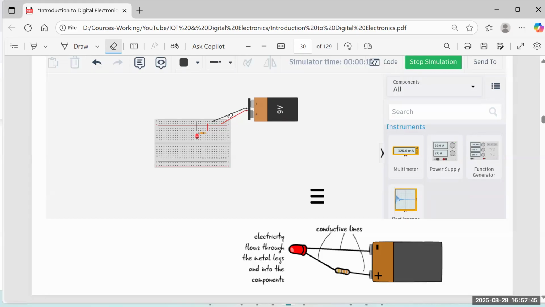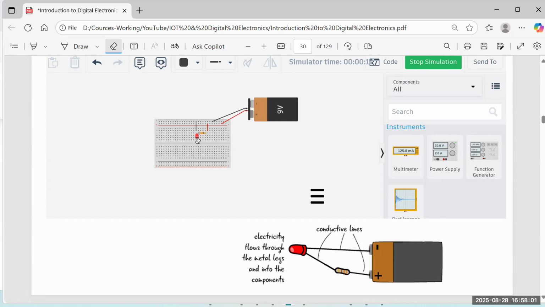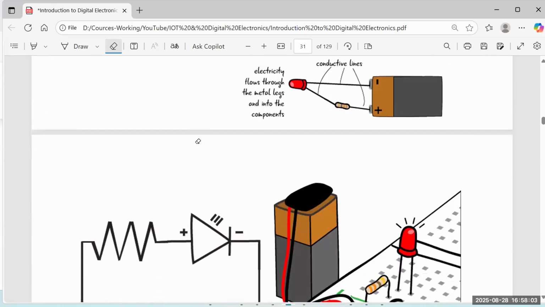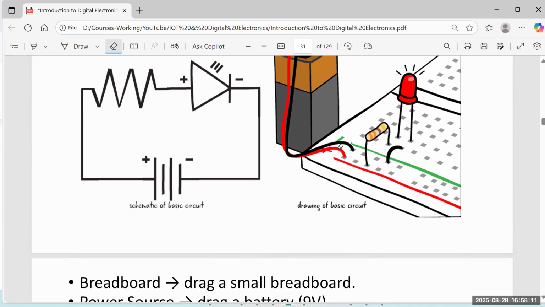You just need a breadboard, two wires, because these wires are available from the battery, a resistor, and an LED. And I will explain how to do it using the Tinkercad simulation environment, but you must do it physically also. You must do it both physically and in the Tinkercad simulation environment.